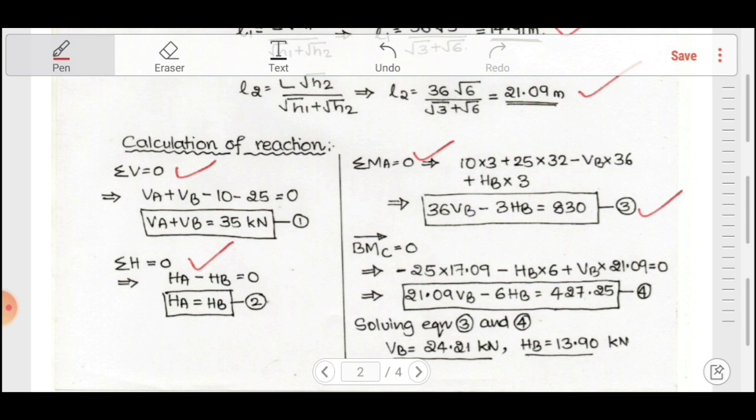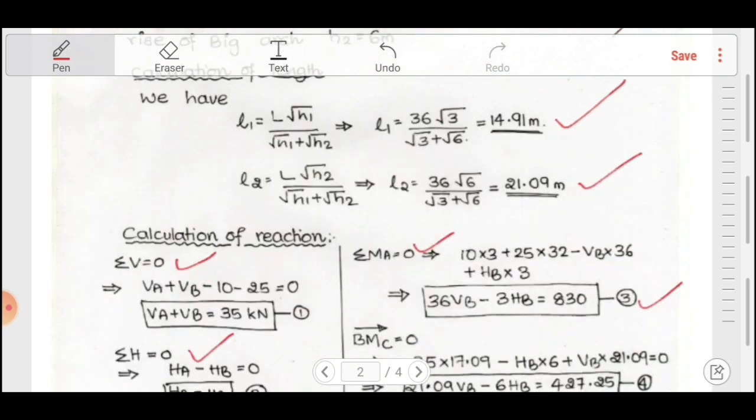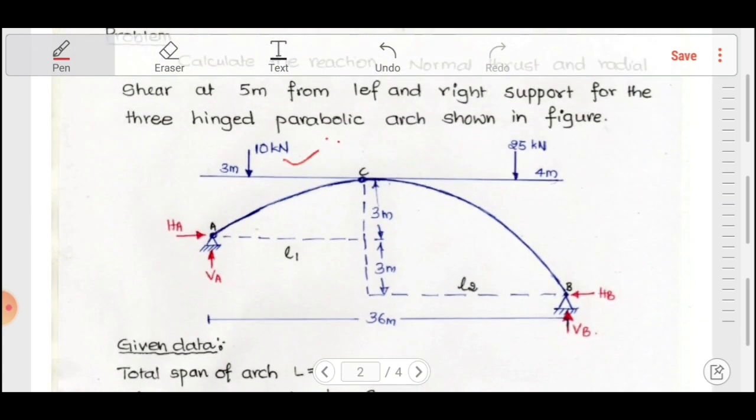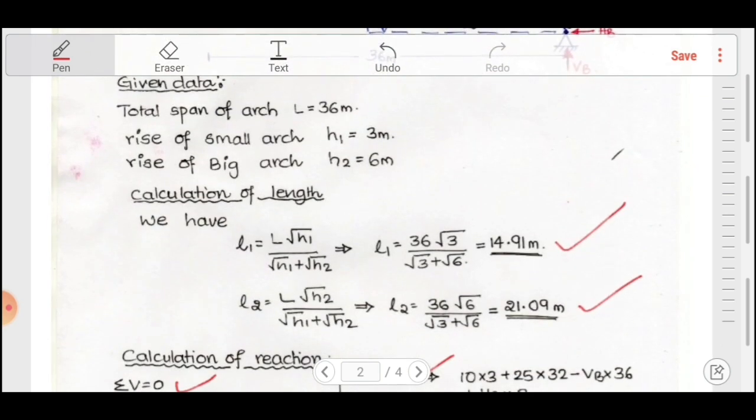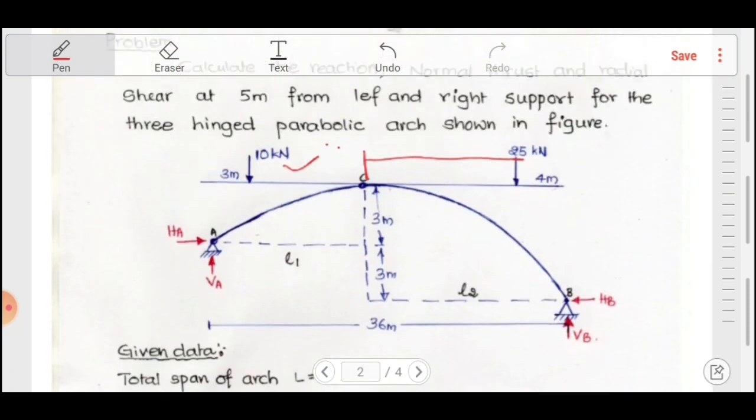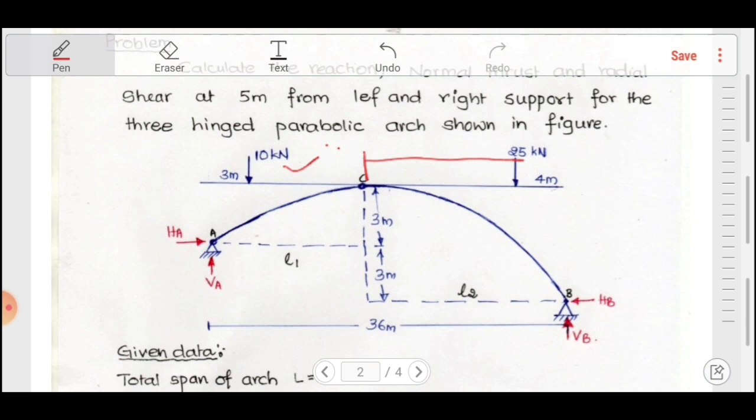Similarly, we have bending moment at C is equal to 0. When we apply bending moment at C is equal to 0, we will get the equation something like this: minus 25 into 17.09, that is the distance from C to 25. We have calculated L2, the value of L2 is 21.09. From 21.09, if I deduct 4 meter, I will get 17.09.